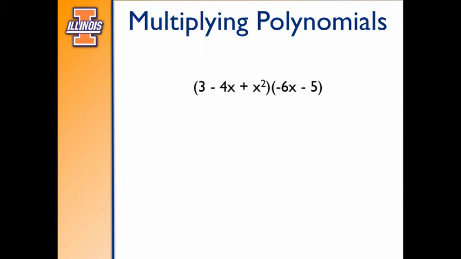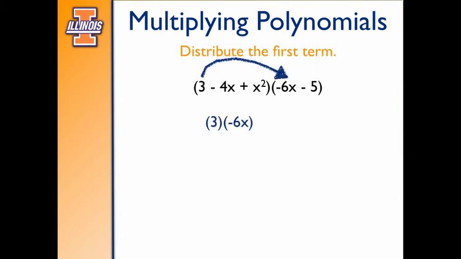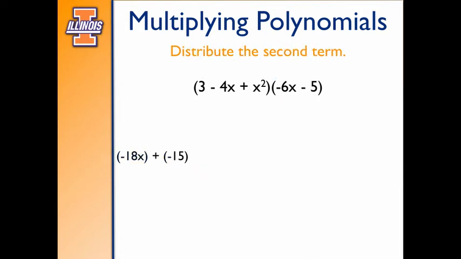So in this polynomial, I've got 3 terms inside of the first parentheses and 2 inside of the second. So this works just like I did before. I take every term inside of the first parentheses, multiply by every term inside of the second. So we start with a 3. 3 times negative 6x and 3 times negative 5. When I do that, I get negative 18x plus negative 15.